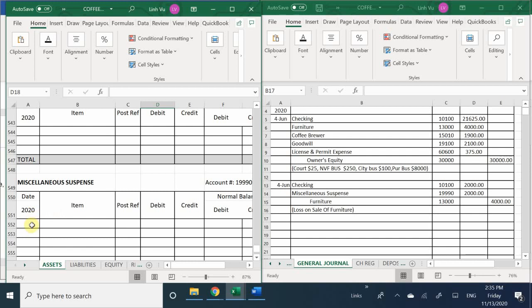So again, just exactly how you have it in your journal, I'm going to go ahead and put in the information here. Now, in here, I'm going to indicate that I sold furniture and I got a loss. So, loss on sale of furniture, right? Because I sold furniture and I got a loss out of it.